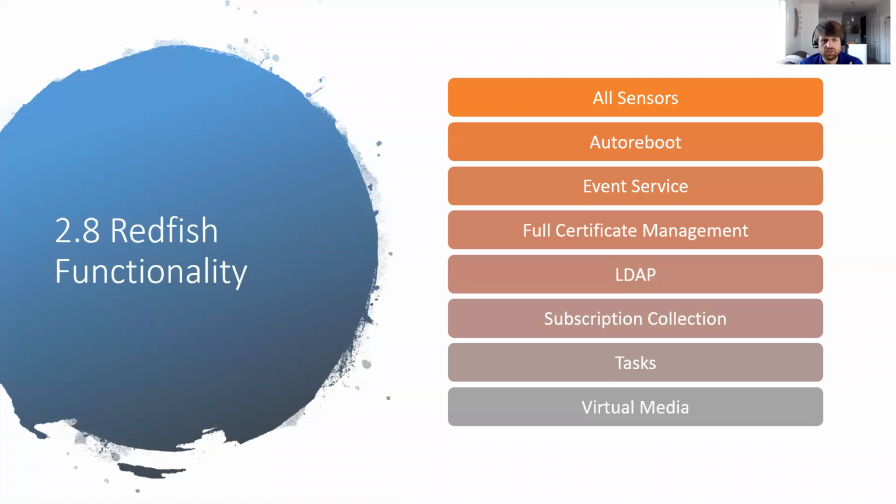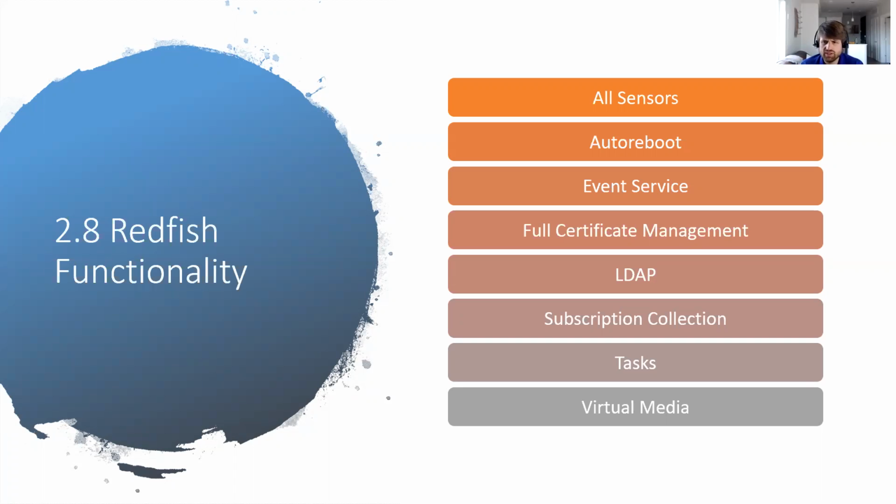Okay, so 2.8, this was June, just a few months ago, and this really gives a good idea of our Redfish progress. A lot of basic Redfish functionality in 2.6 and 2.7. 2.8 is getting into more advanced features. All sensors in Redfish allowed us to move the web interface sensor page to Redfish. Auto reboot or automatic retry, as Redfish calls it, is something we drove into the Redfish spec.